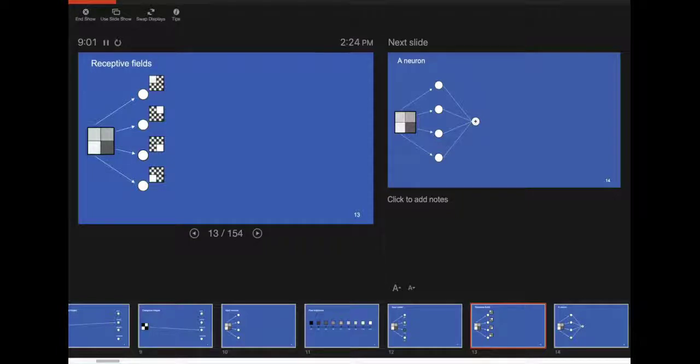So nothing special has happened. So in a neural network, what we want to do is this classification task, and we are going to increase the complexity of these receptive fields.